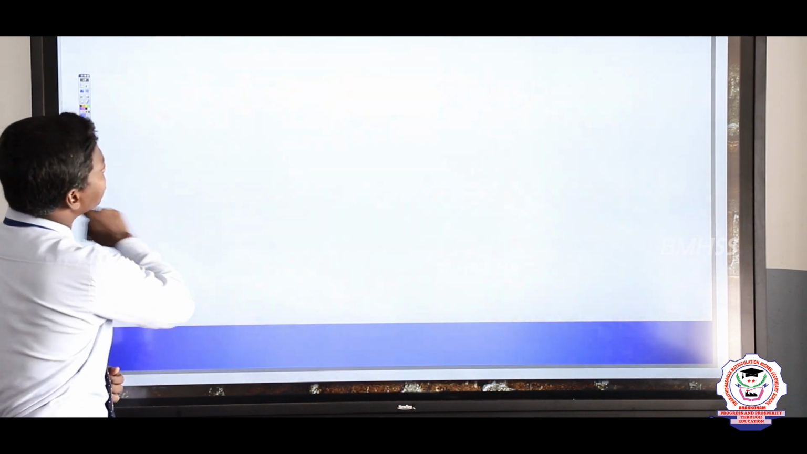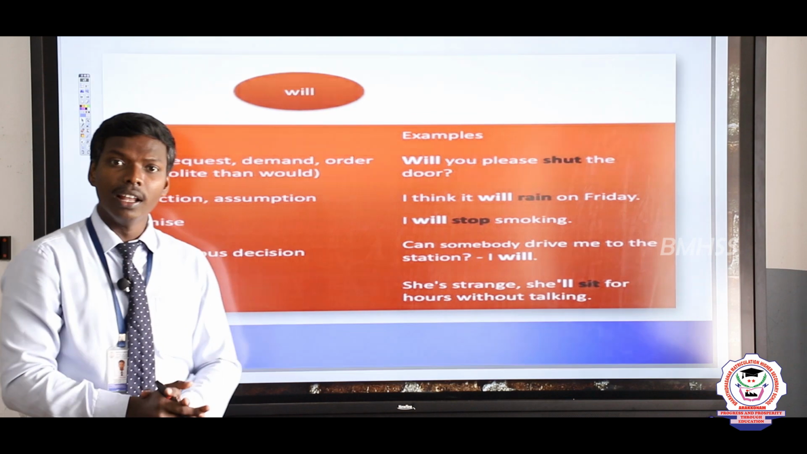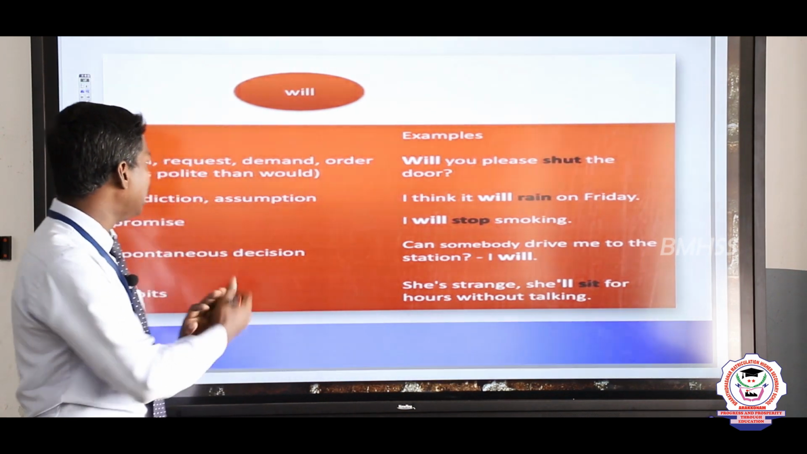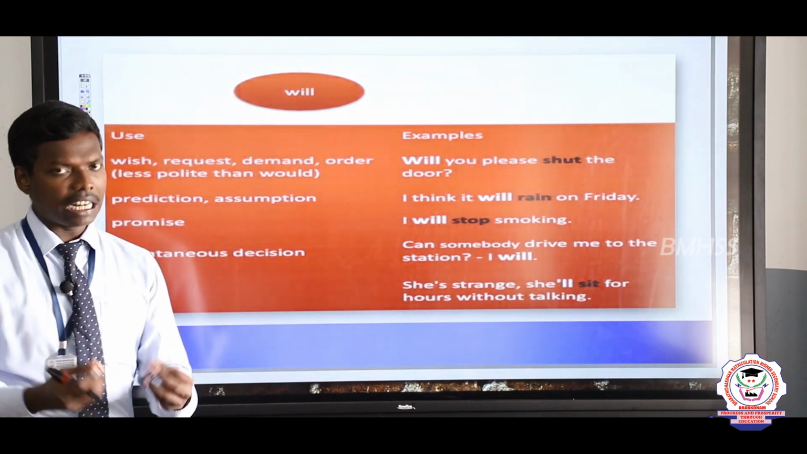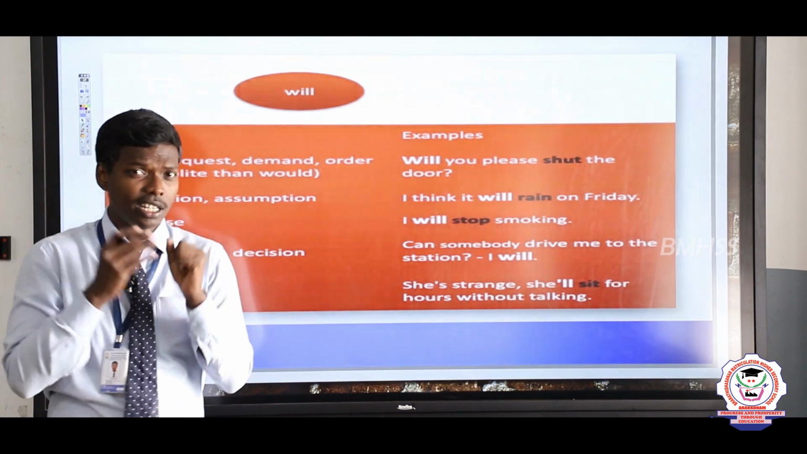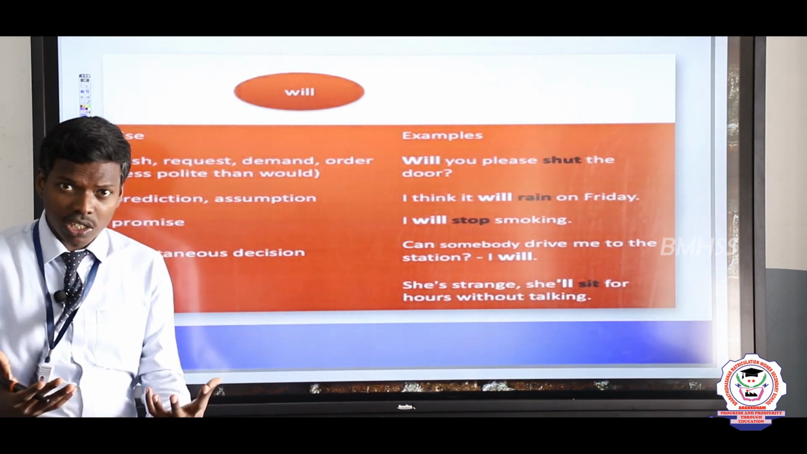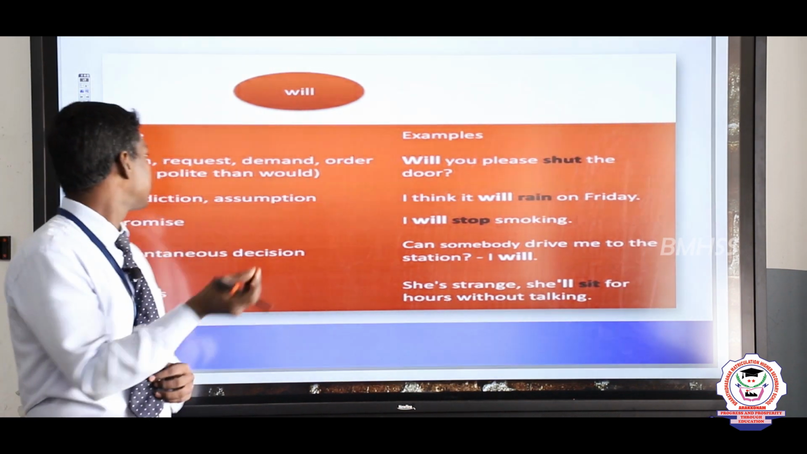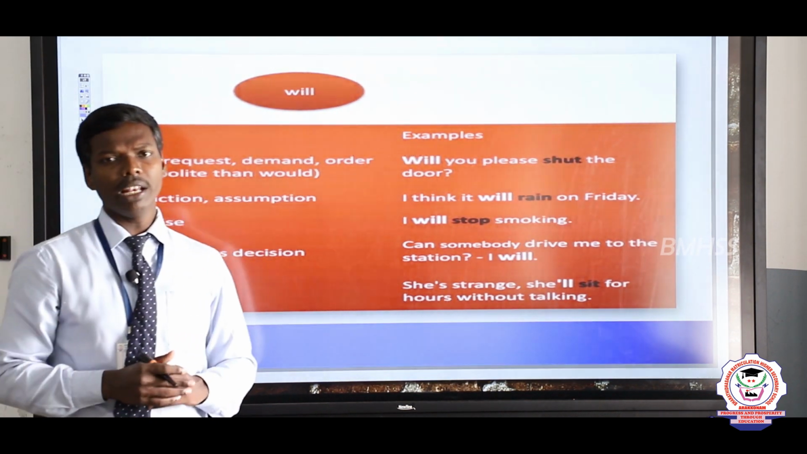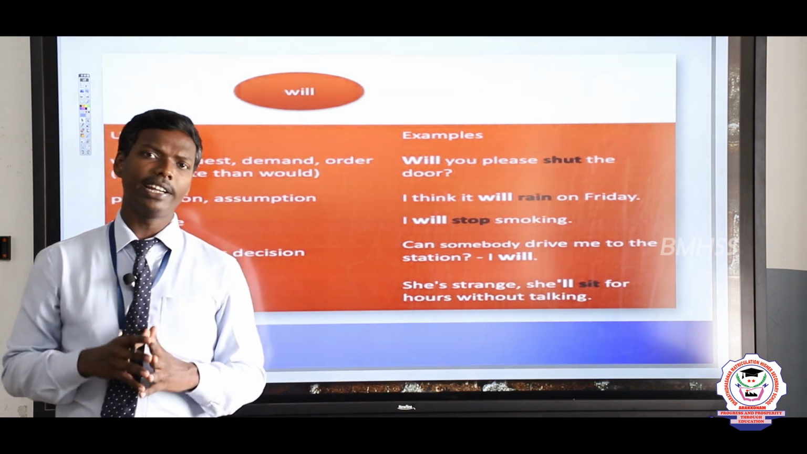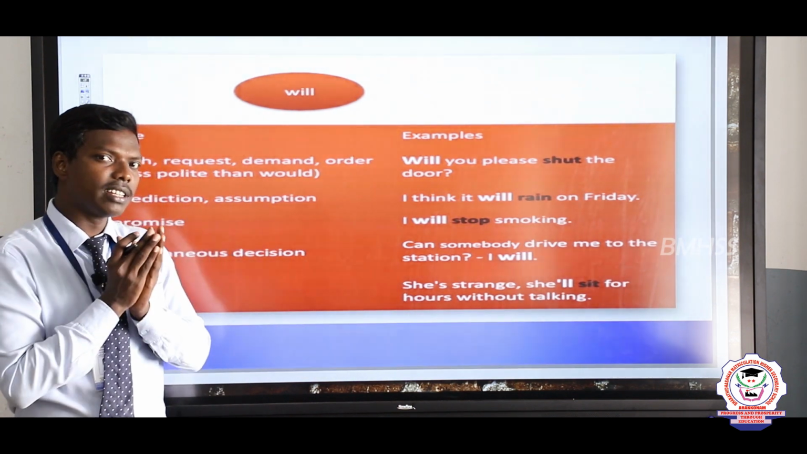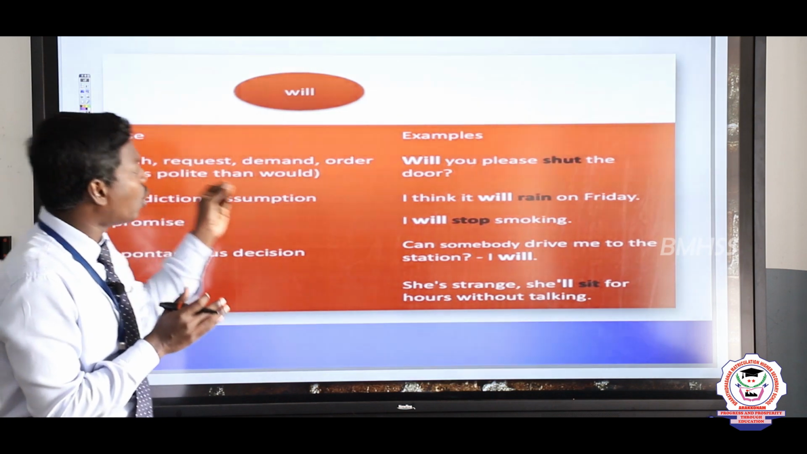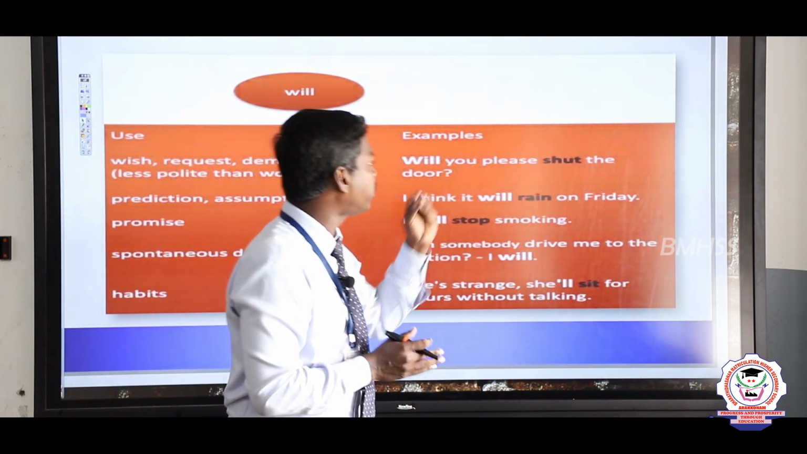Next we shall move to the part where we talk about will. When do we use will? Normally will refers to the wish. Whenever you are expressing the attitude of a wish, request, demand or order, we use will. It is less polite than would. Normally would and could come under polite requests, and will is less polite. There we say, will you please shut the door?